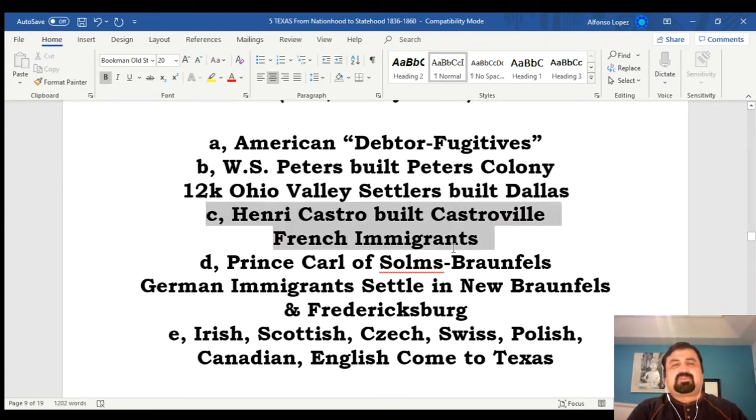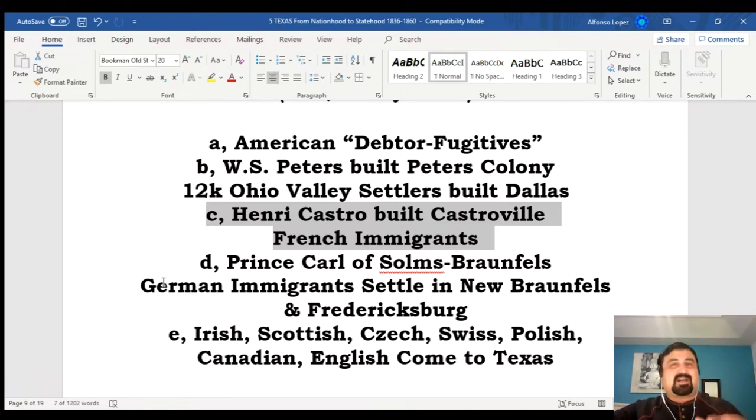Okay. Also, there was a French entrepreneur, empresario, who also received a land grant to bring people from France, French immigrants. His name was Henry Castro, who built a colony that today is simply known as the region called Castroville.